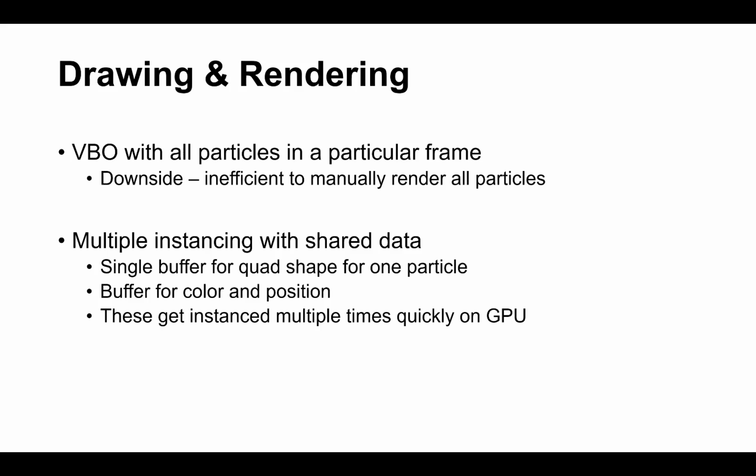Another method that I found is multiple instancing with shared data, and in this case you would have a few smaller buffers with key information on particles, and this would be sent and reused for multiple particles very quickly on the GPU, causing them to be rendered very quickly. So for example, you could have a single VBO buffer defining the shape. For a quad, that might only be 4 vertices and 2 triangles, and this could be defined for a single particle if you wanted all your particles to be the exact same shape.